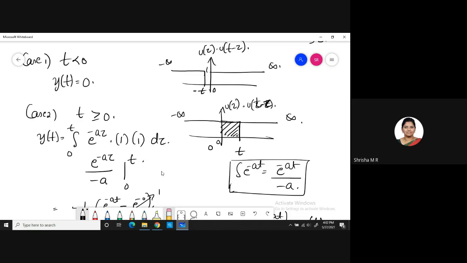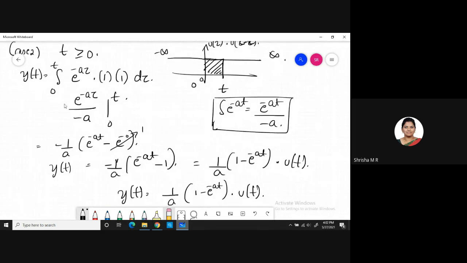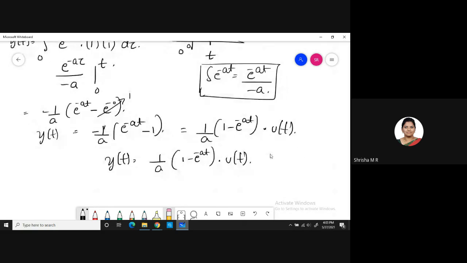If you integrate this, you will get e power minus a tau by minus a with limits 0 to t. So take 1 by minus a out and replace tau with the upper limit minus the lower limit. So e power minus at minus e power minus a into 0, and e power minus 0 is 1. So you get y of t equal to minus 1 by a, e power minus at minus 1, or you can get rid of this minus sign. You will get 1 by a into 1 minus e power minus at into u of t. So now we have to plot it.